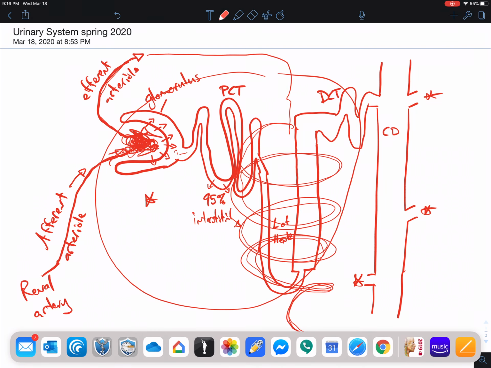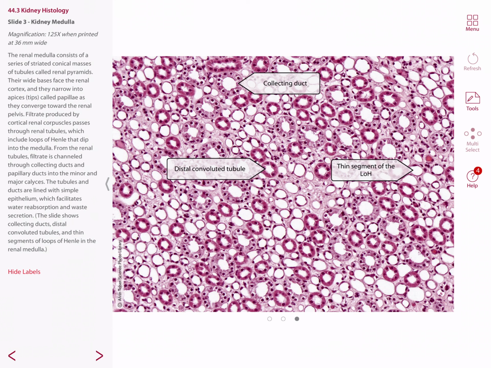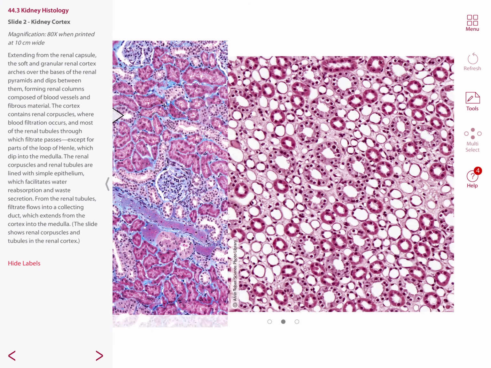Now let's go back here to our diagram. So there's your renal corpuscle. I hope this picture makes a little bit more sense now. And now you can see the actual structures within the histology slide. And then this is showing the exact same thing, just a little bit more zoomed in, I think. Yeah, a little bit more zoomed in.